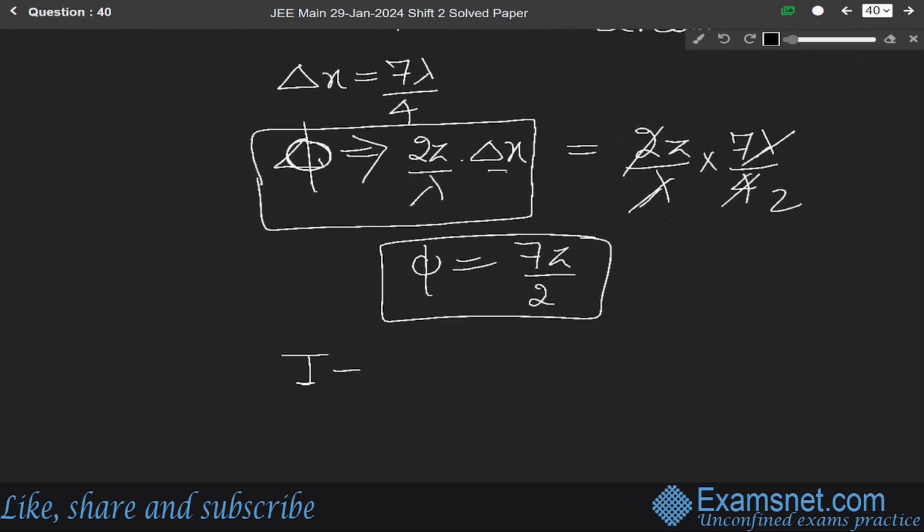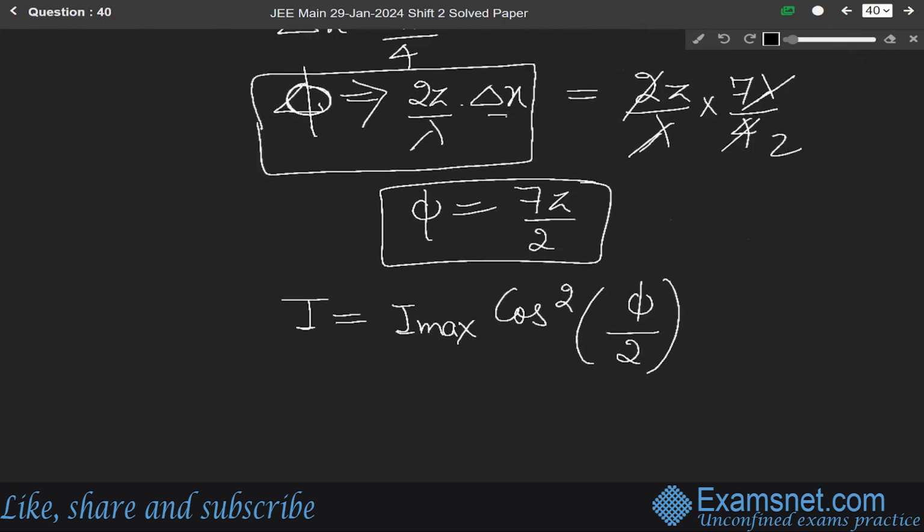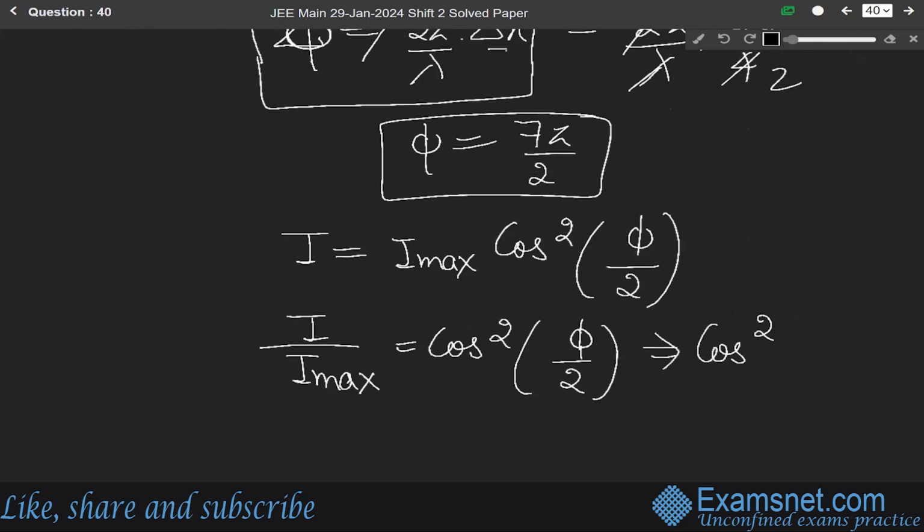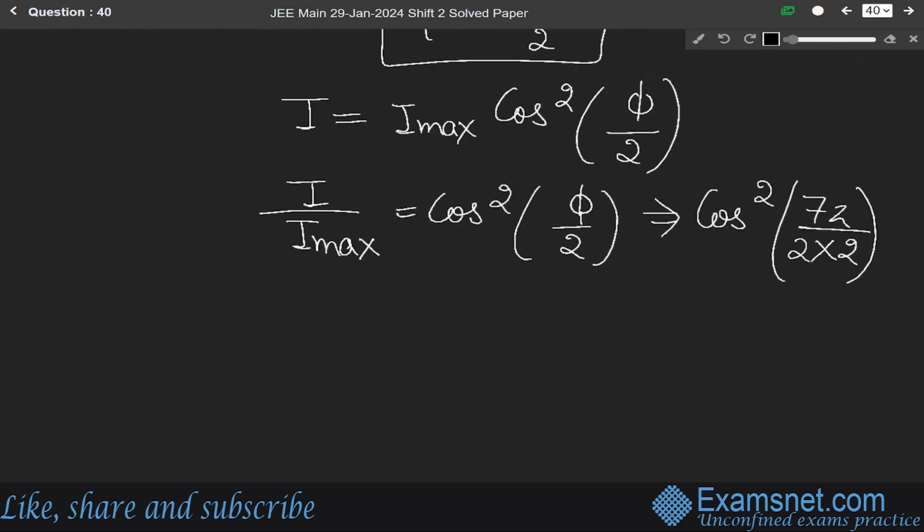Now we know that I is equal to I maximum into cos square phi by 2. This is the common formula for the intensities. Now I upon I maximum is equal to cos square phi by 2. This is a direct formula based question. We have to do nothing, just apply the formula and we will get the desired answer. So phi is 7 pi by 2, and divided by 2, I over I maximum will be equal to cos square 7 pi by 4.